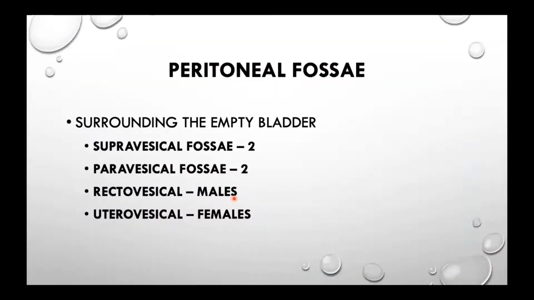One important feature to be remembered in the superior as well as on the sides of the urinary bladder: these particular foci are formed by the peritoneum. So peritoneal covering forms foci when the bladder is empty. These foci are visible only when the bladder is empty. There are 5 foci in males, and 6 in females, so one extra in females: 2 supravesical foci, then 2 paravesical foci, and 1 rectovesical focus in males, and uterovesical focus in females.